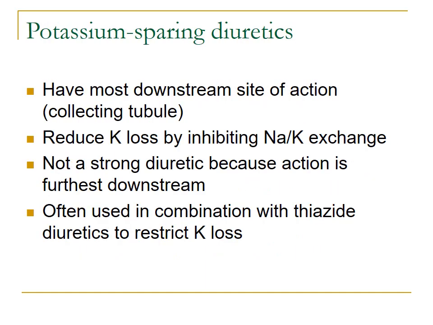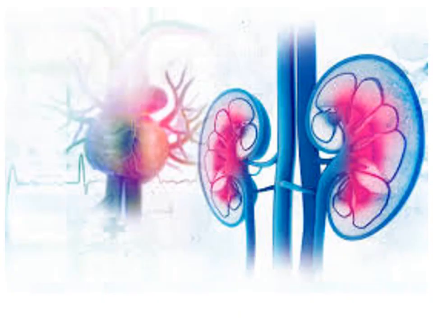Potassium sparing diuretics. Have most downstream site of action, collecting tubule. Reduce K loss by inhibiting Na/K exchange. Not a strong diuretic because action is furthest downstream. Often used in combination with thiazide diuretics to restrict K loss. That was the brief description about diuretics.